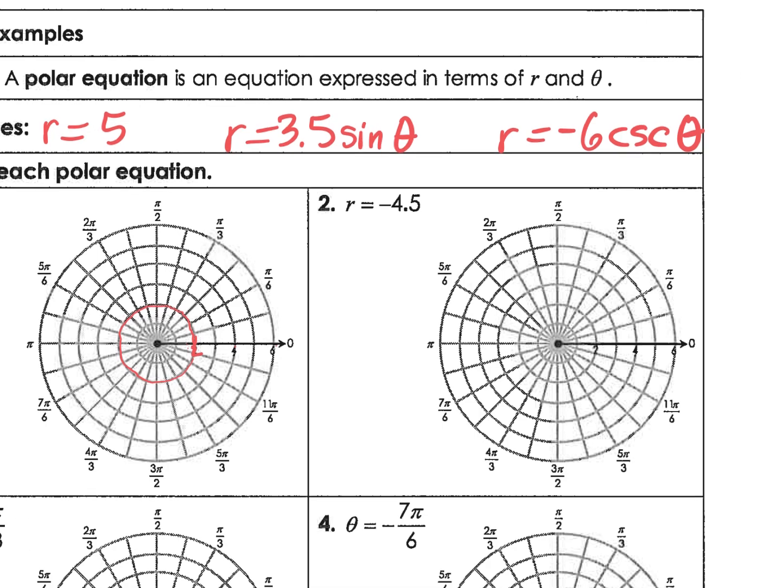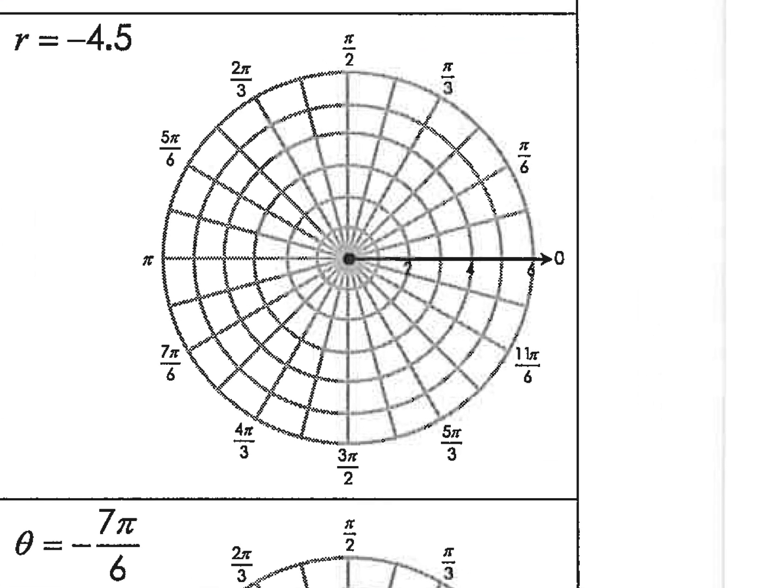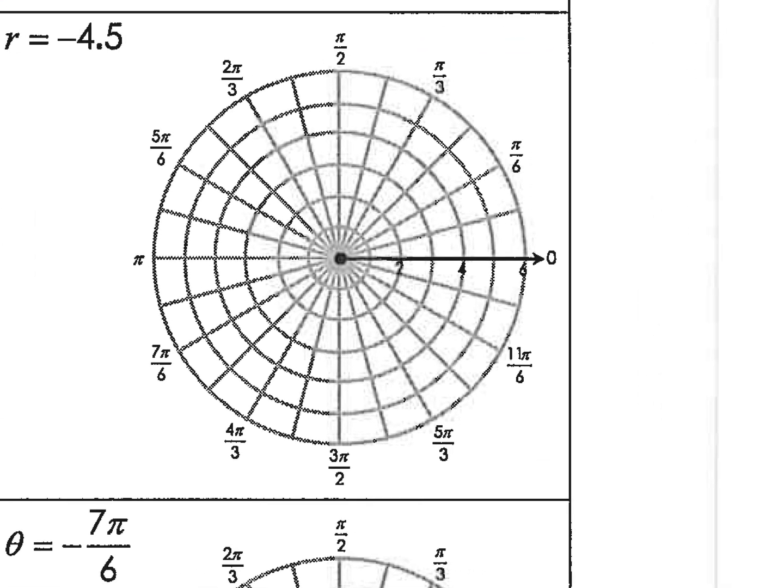Simple enough. How about r equals negative 4.5? Well, negative 4.5 simply means that you would go to one of these, like pi over 6, and we would go 1, 2, 3, 4.5, but then it would, because it's negative, flip over to the other side here at 4.5, but does that really matter? It's going all the way around. It's still r. So it would still just be all the way around.